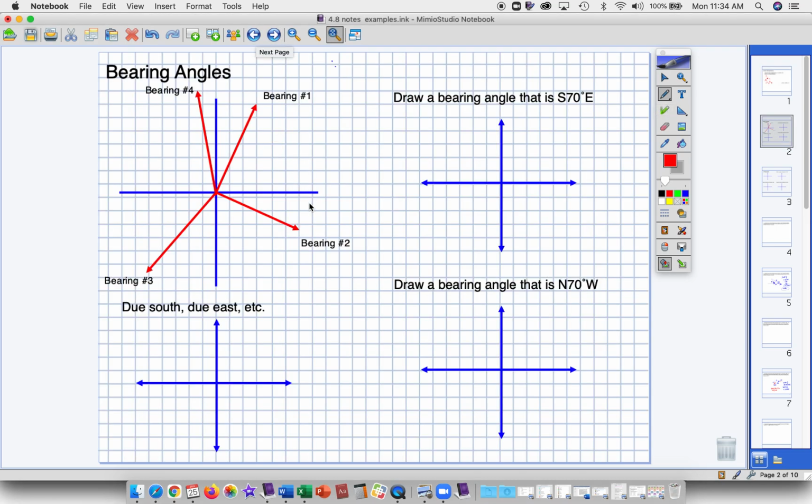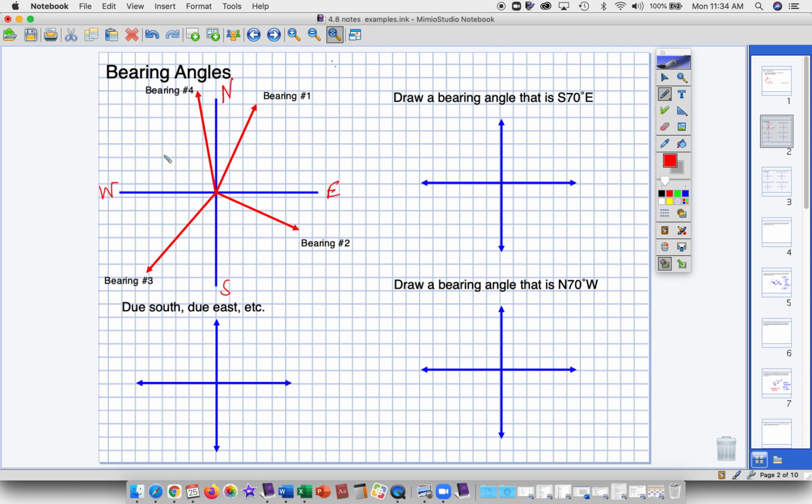Okay, so on to bearing angles. We have two different types of bearing angles. The first type we're going to talk about is the type where we add direction to the angle measure. The angle measure will always be an acute angle. And by direction, I'm talking about north, south, east, and west.